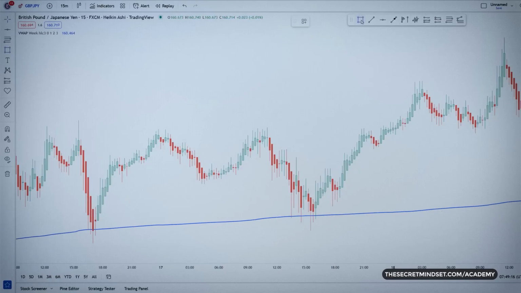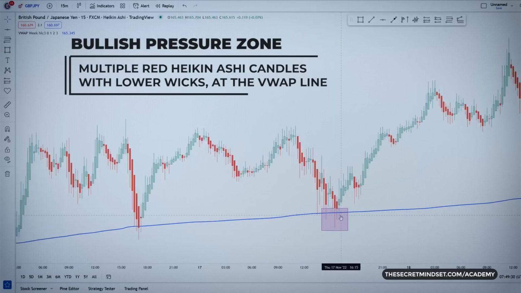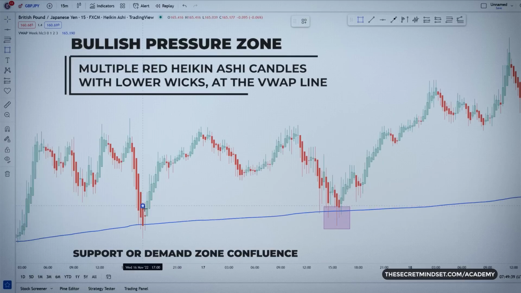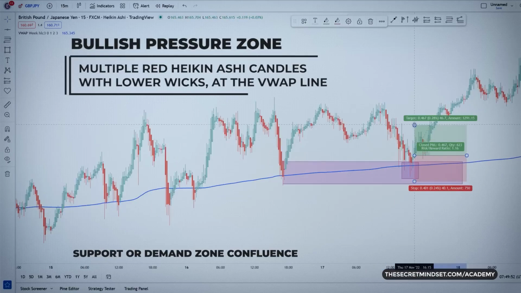In this example, I see a very good signal. First, as price is trading above the weekly VWAP, you need to find a buy zone, which is right here. Multiple red Heiken-Ashi candles with lower wicks, right at the VWAP line. And as another layer of confluence, I also see this support or demand zone right here. Stop below the VWAP and below the multiple wicks, and you take the profit at the next major resistance level.